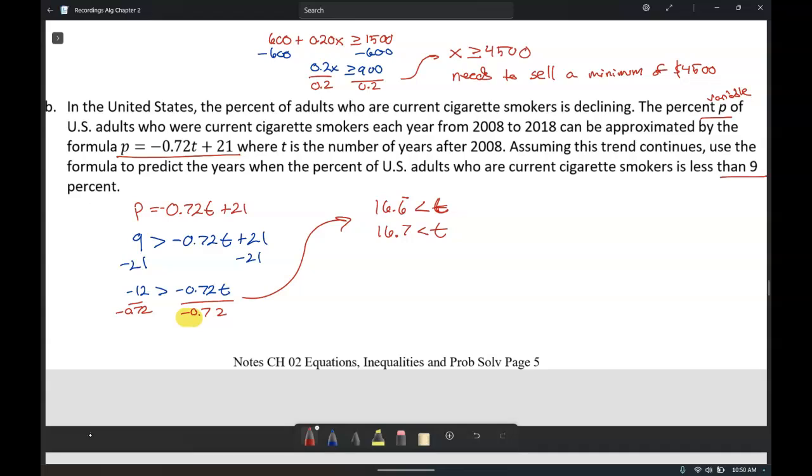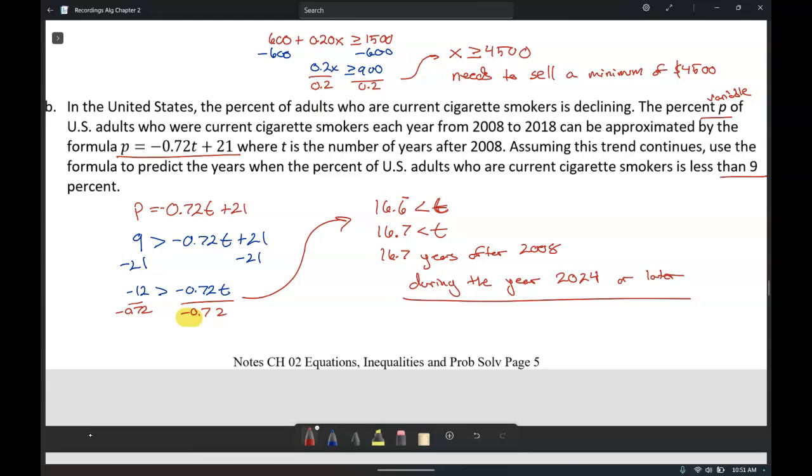So we're looking for 16.7 years after 2008. Well, what year are we in? 16.7 years after 2008, we are in the year 2024, which is this year, somewhere in the middle of the year 2024 or later. So based on this model, at this point in time, hopefully the percent of adults who are cigarette smokers is less than 9%.